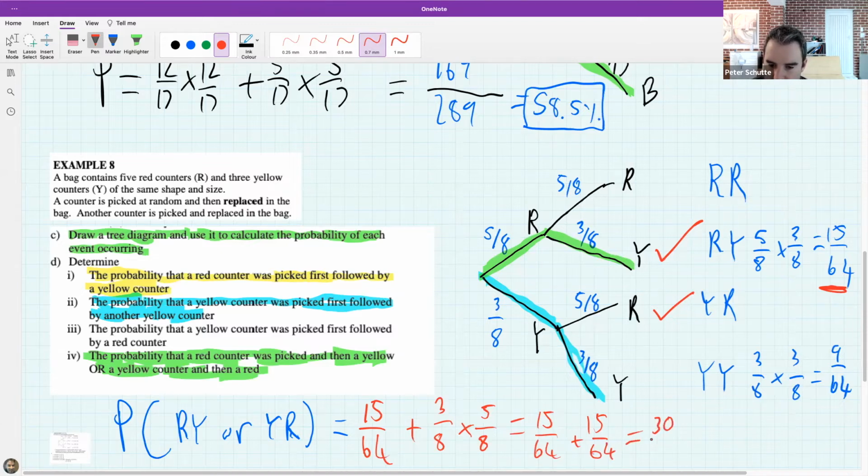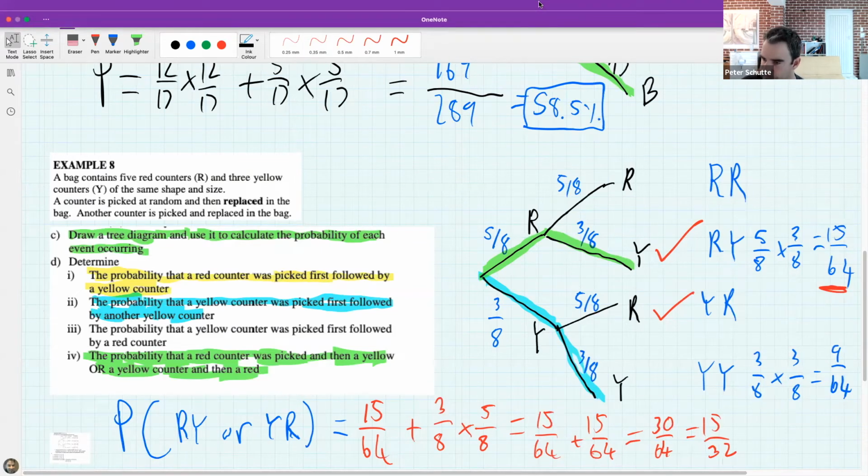And so we should have 30/64 or 15/32. So the or just meant that there were two pathways that were possible.